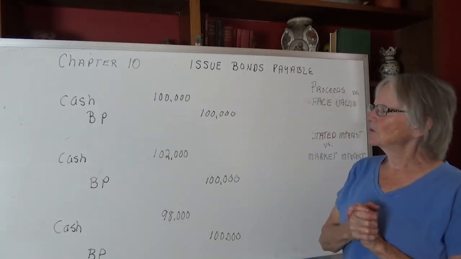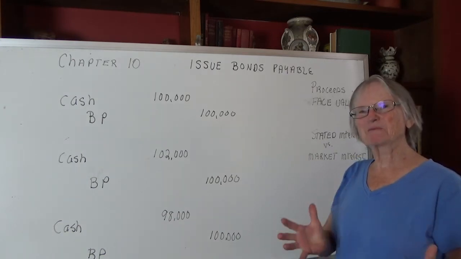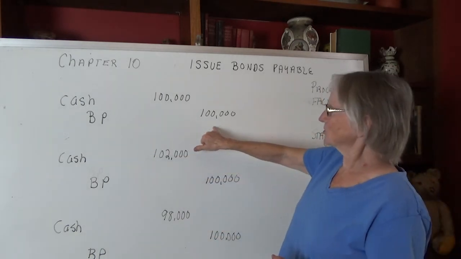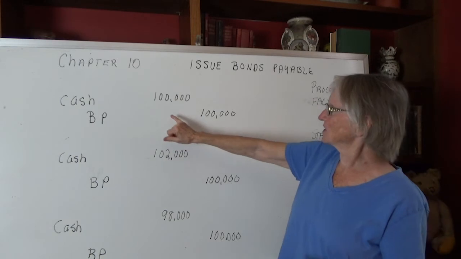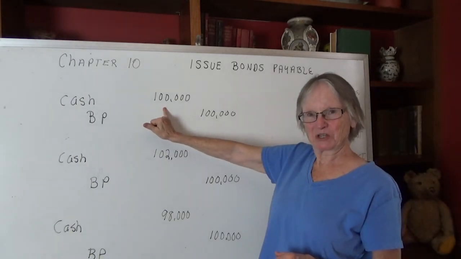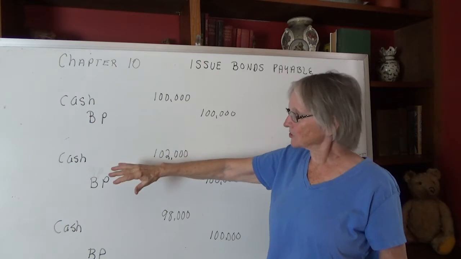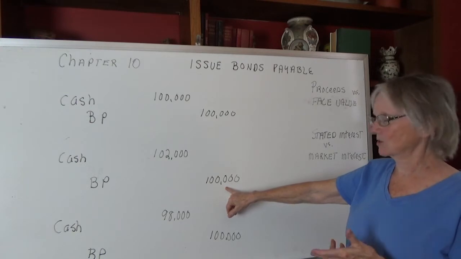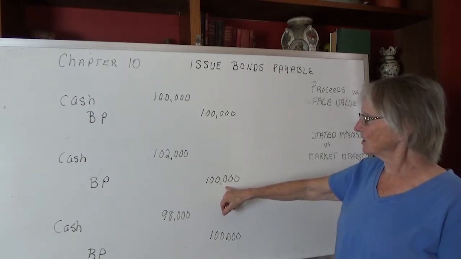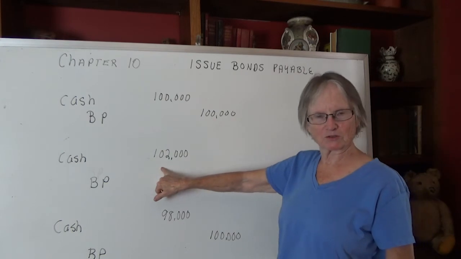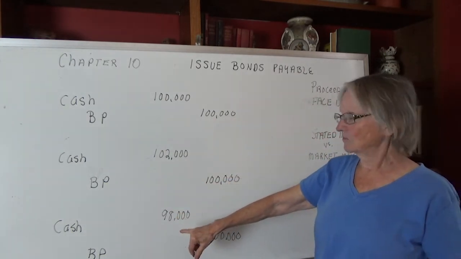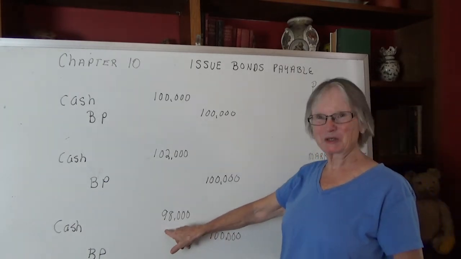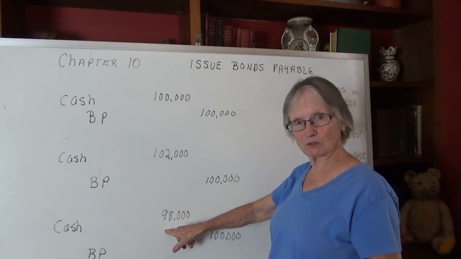Okay, so because of that discrepancy, there's three basic things that can happen when we issue bonds. The first thing is we could issue a $100,000 face value bond, and we could get $100,000 when we issue it. We could also issue a $100,000 bond, and that's the amount we're going to have to pay back, but instead of just getting 100, we could get 102,000. And then the sadder situation is we could have to pay back 100,000, but when we issue the bonds, people are only willing to pay 98,000 for them.